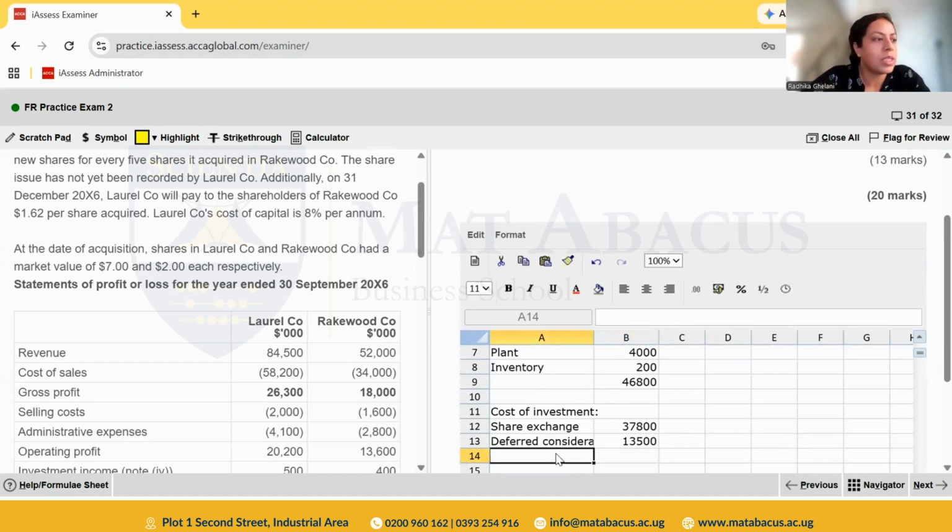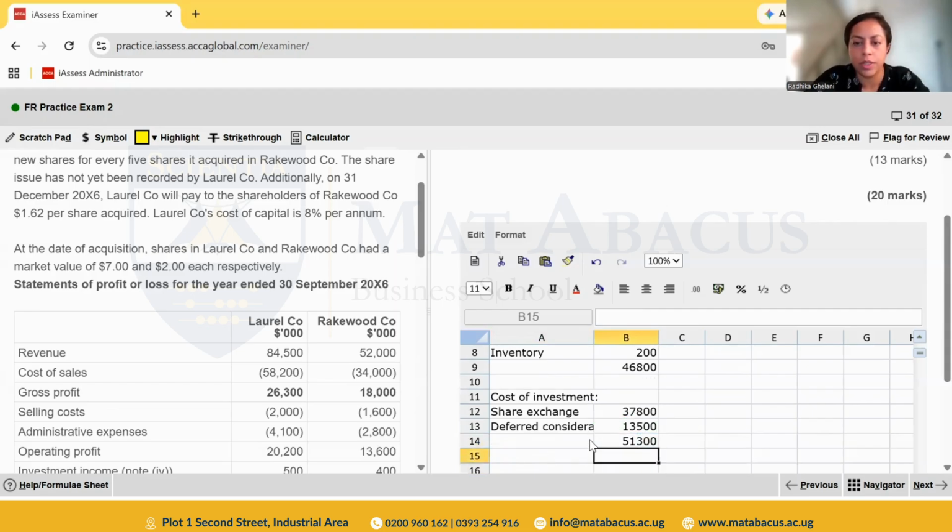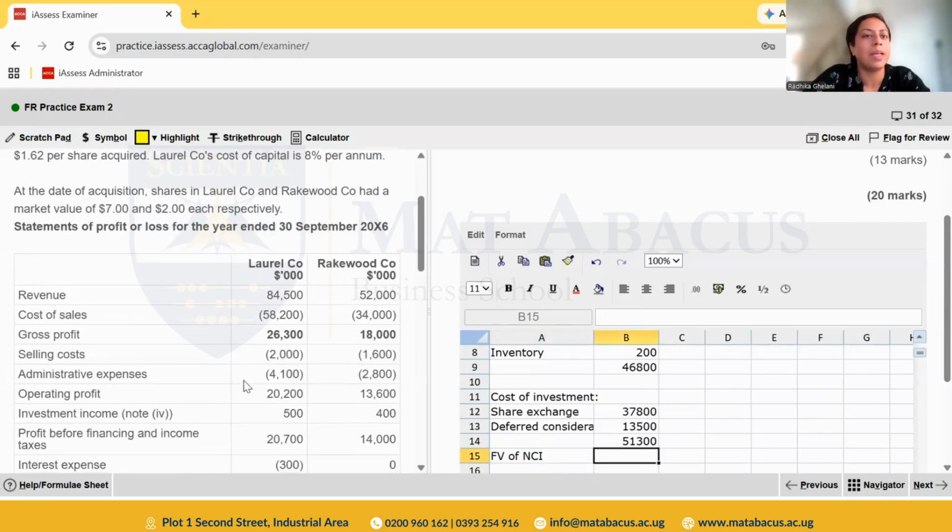Okay, so that's it. Then the cost of investment there is going to be 37,800 plus the 13,500, which gives us 51,300. To this, since we are using the full goodwill method, we have to calculate the fair value of the NCI. They told us that the fair value of NCI is going to be based on the share price of Rakewood at the date of acquisition.